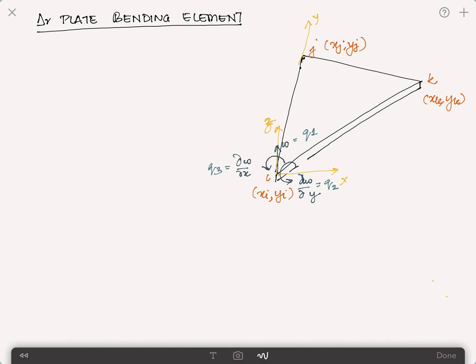Then at node j, I will have Q4, Q5, Q6. And the same way at node k, I will have Q7, Q8, Q9. So then I will have a total of 9 degrees of freedom in this particular element.